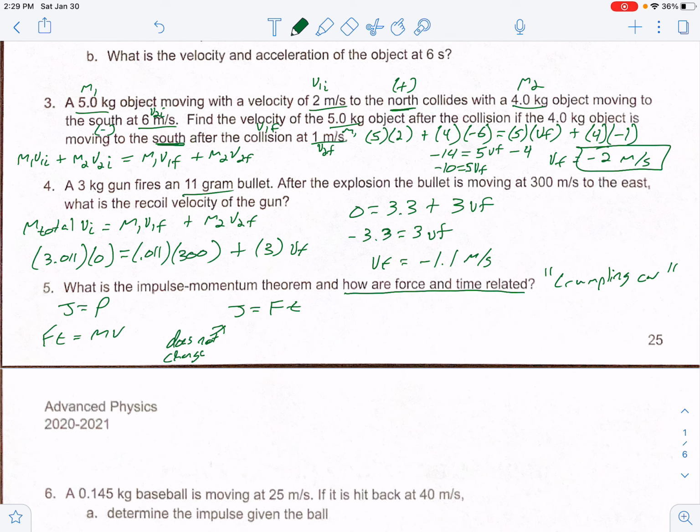Okay, so our main factors are force and time. When a car crumples, it increases the time to stop. If we increase time, that means force has to go down, so the car is going to feel basically less force. If we decrease that time, meaning we're stopping you sooner, your force is going to go up.